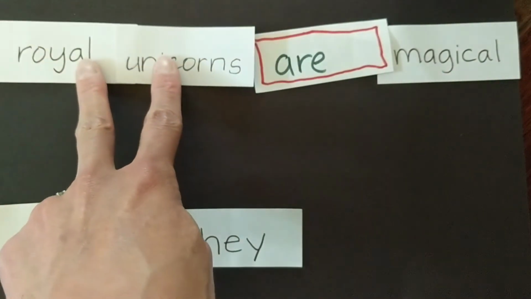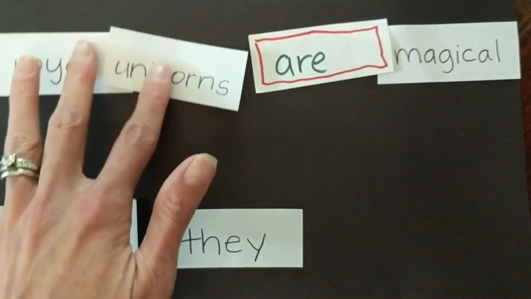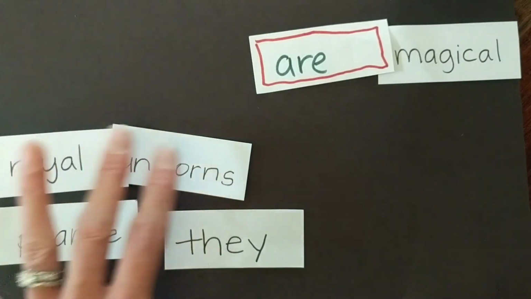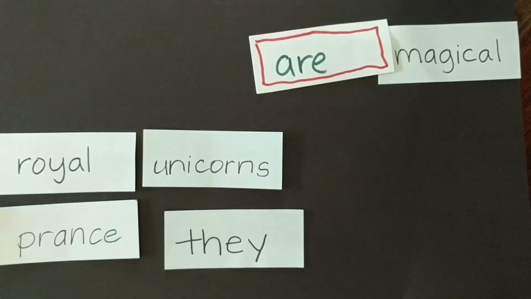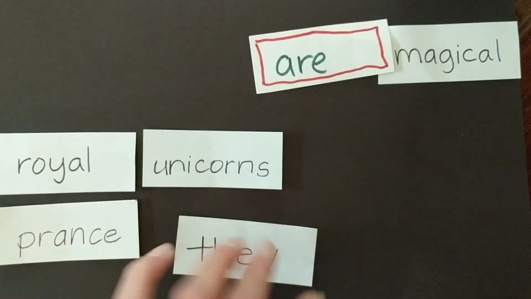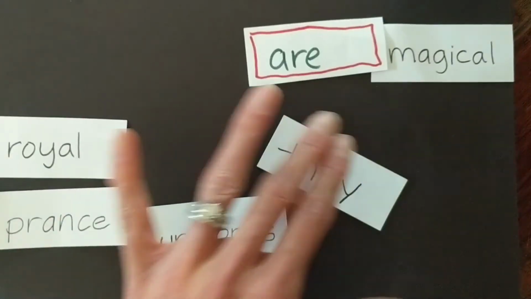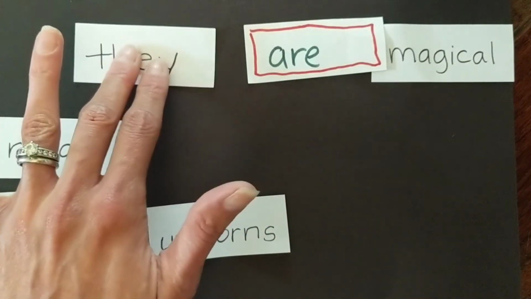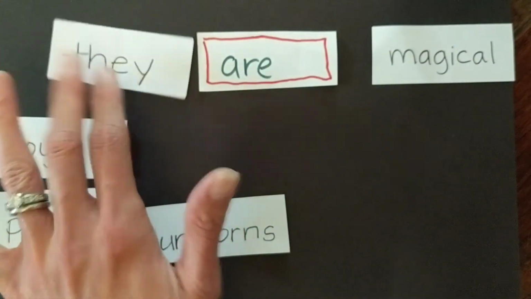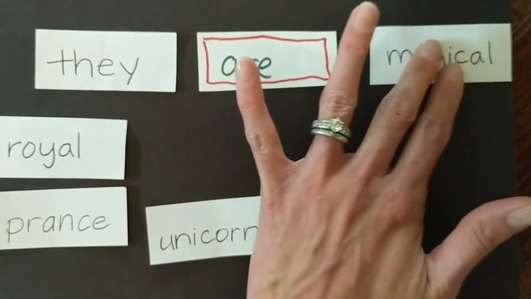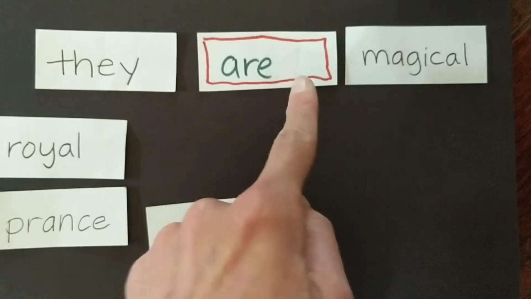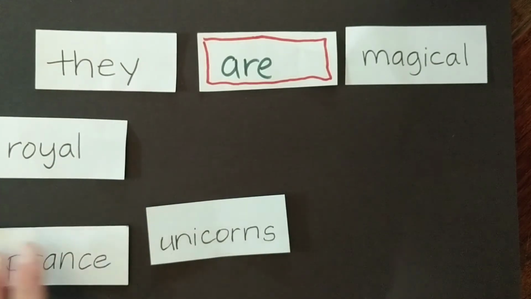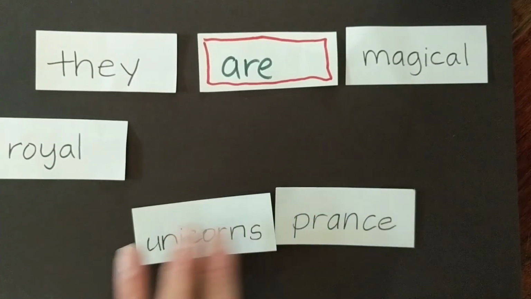So we have royal unicorns, and we're going to replace it. And how do we replace subject nouns? We use subject pronouns. So we're going to replace it with they. And here's our second sentence. They are magical. All right, so we have our second sentence here. And let's put our first sentence back together.